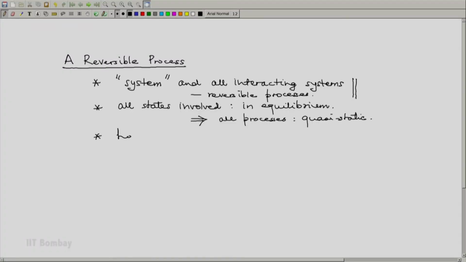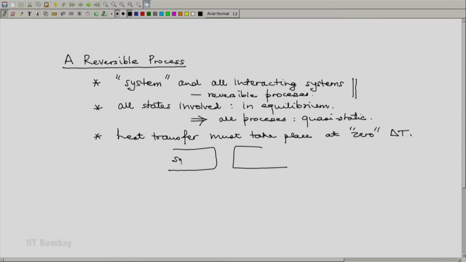So heat transfer must take place at zero delta T. That means if we have a system X and another system Y, and if there is some heat transfer taking place, this Tx and Ty must equal each other. Now this leads us to a trap.